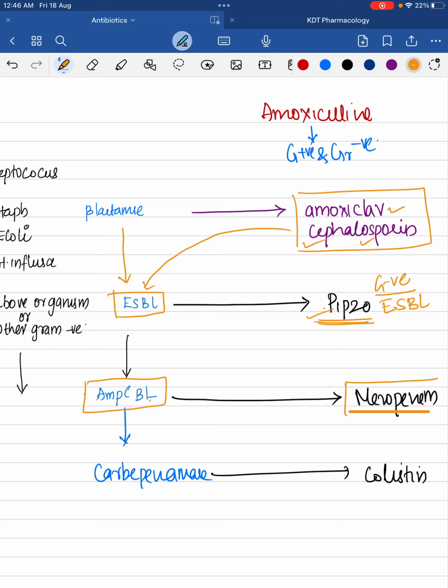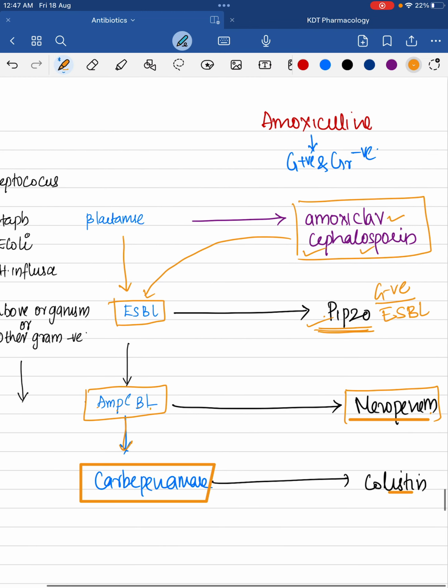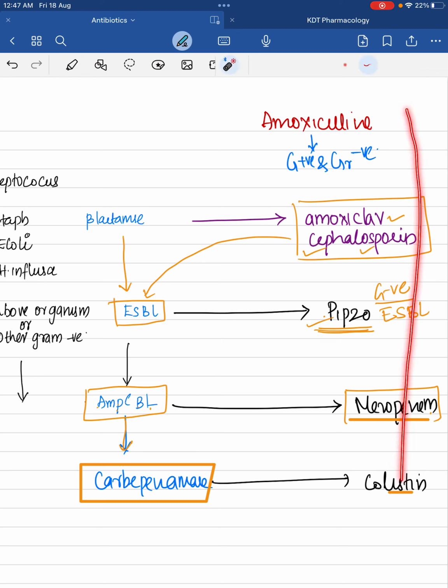Sometime meropenem is a carbapenem. Sometime the bacteria will start producing carbapenemase also. At that time we will give colistin. So now you see, this is the order you choose antibiotics, and now I hope you understood why this is the order of choosing antibiotics.